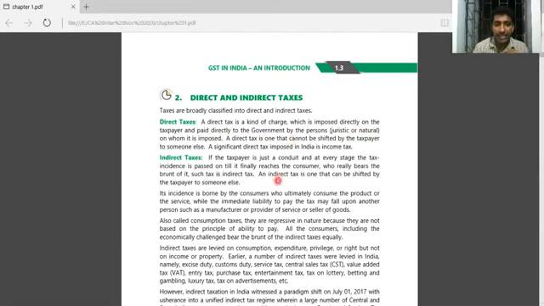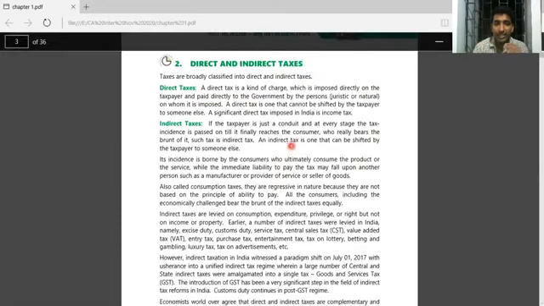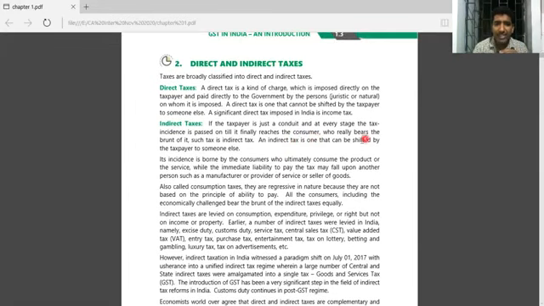What is indirect tax? Indirect tax: if the taxpayer is just a conduit and at every stage the tax incidence is passed on till it finally reaches the consumer who really bears the brunt of it, such tax is an indirect tax. This statement is a bit confusing. So what is that stage that is mentioned? Something known as stage is mentioned. What is this stage? Say for example, we have seen an earlier example.